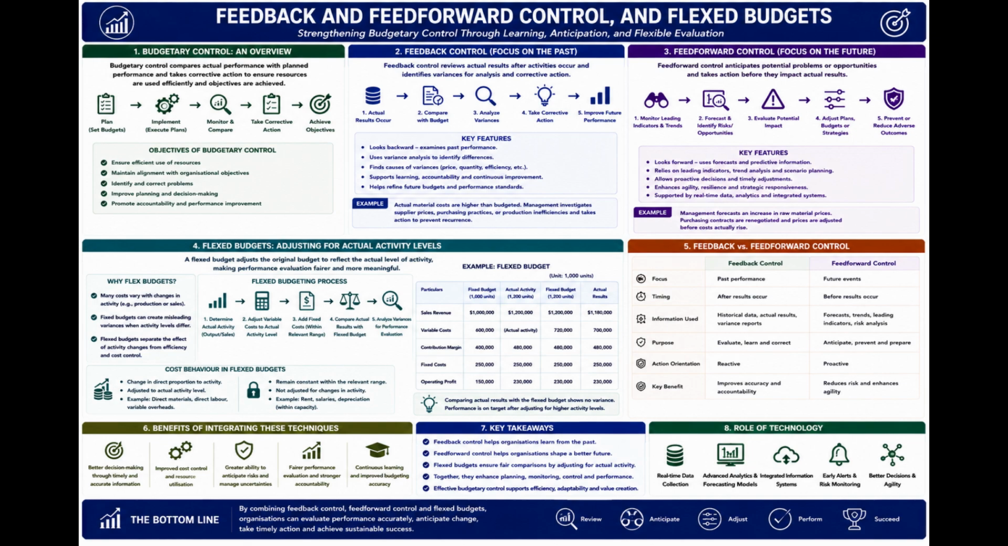Feedforward control takes a different approach by focusing on future events rather than past performance. Instead of waiting for variances to occur, managers monitor leading indicators and forecast potential problems before they affect results. Feedforward control relies on forecasts, trend analysis, sensitivity analysis, risk assessment, and predictive information.